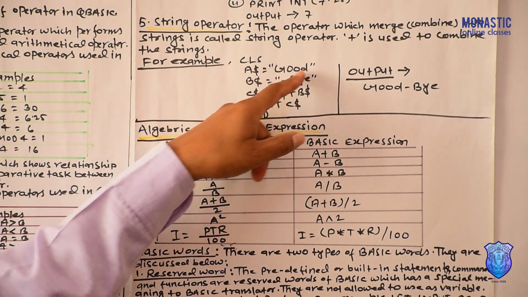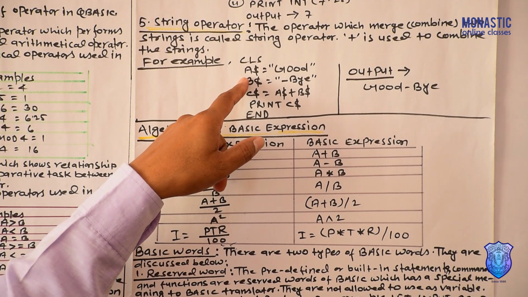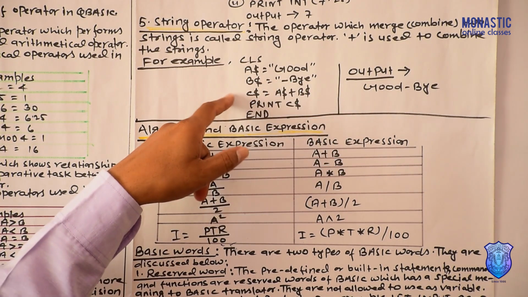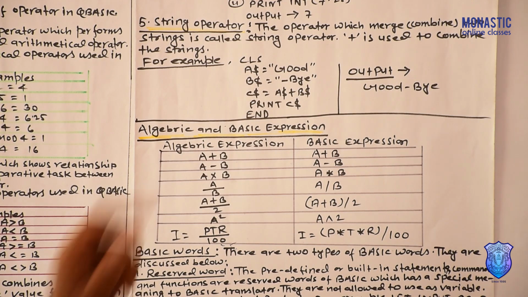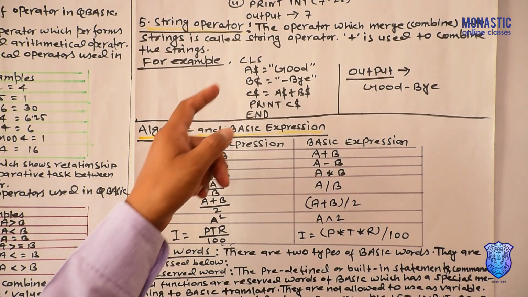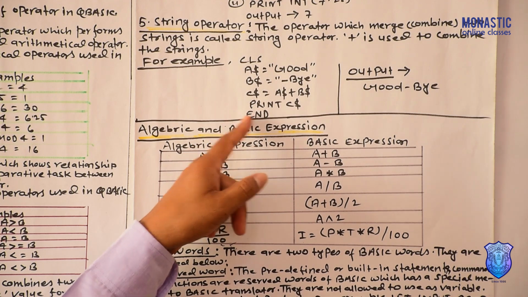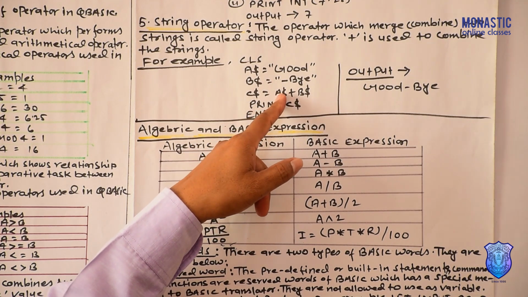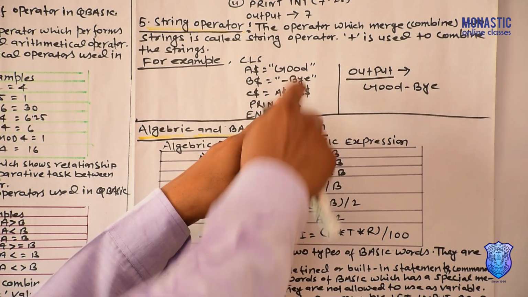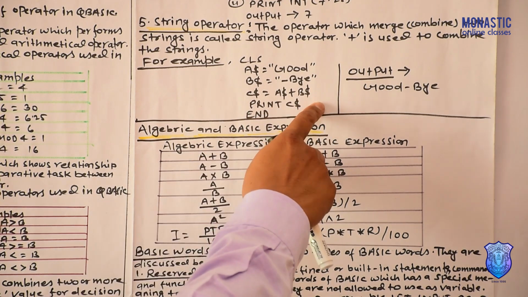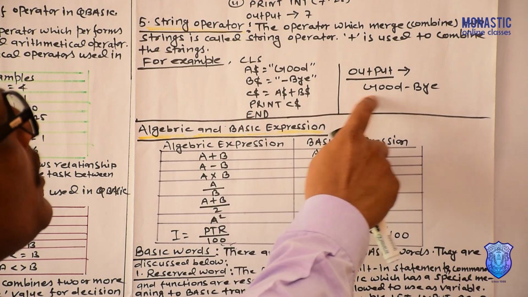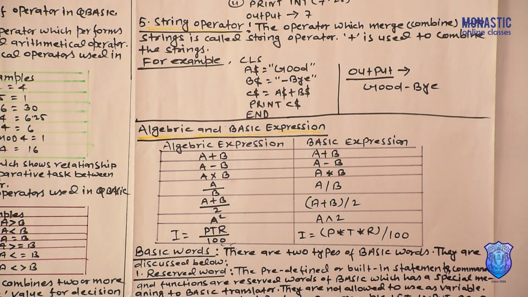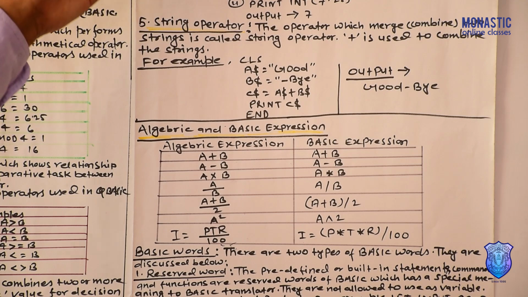CLS, A$ = "good", B$ = "by", C$ = A$ + B$, PRINT C$, END. Okay. Then what will be the output? The output will be the value of A$, which is good, plus the value of B$, which is by. That means the output of this program will be goodby. Now let's move to another topic.